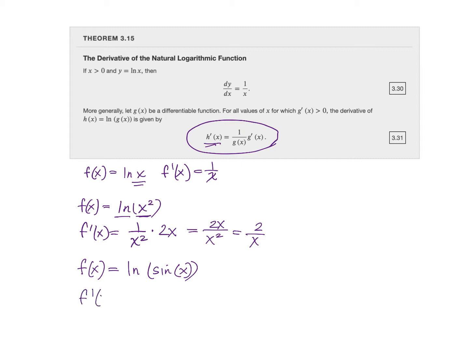All right, so the derivative formula says we have ln of a function g of x, so we're going to write 1 over that, 1 over sine of x. And then we're going to multiply times the derivative of that function, and the derivative of sine of x is just cosine of x. So I can simplify that to cosine of x over sine of x, and some of you may recognize that as cotangent of x. Hopefully you got the same answer.